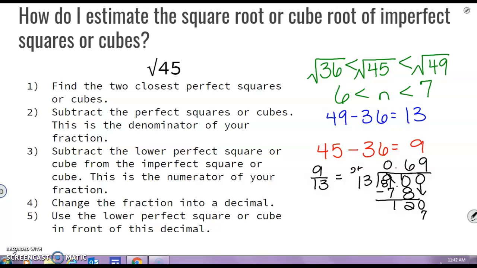9 times 3 is 27, and 9 plus 2 is 11. That leaves us with 3. We're going to stop here. So we have 69 hundredths. We're going to round that to the nearest tenth, which would be 7 tenths. Our final step is to use the lower perfect square, which is 6, in front of our decimal, which is 7 tenths. So the approximate square root of 45 is 6 and 7 tenths.